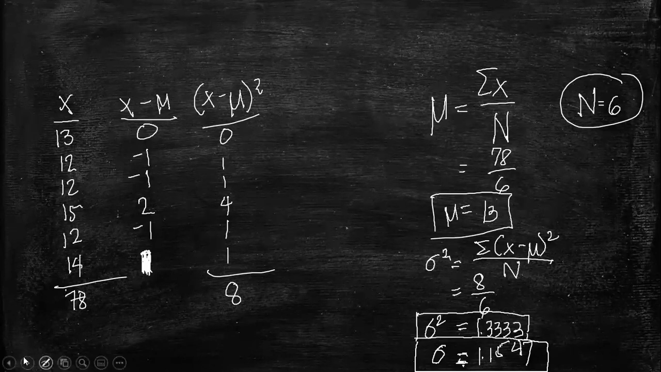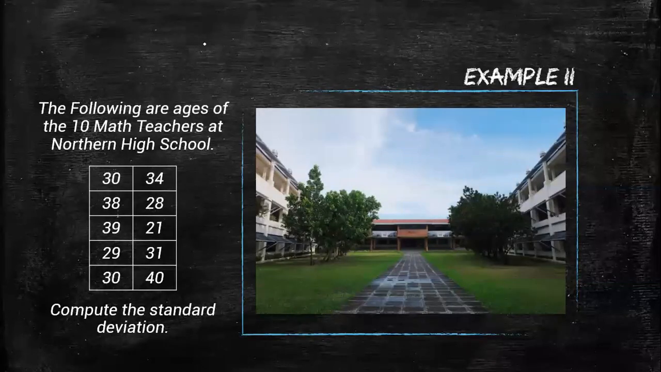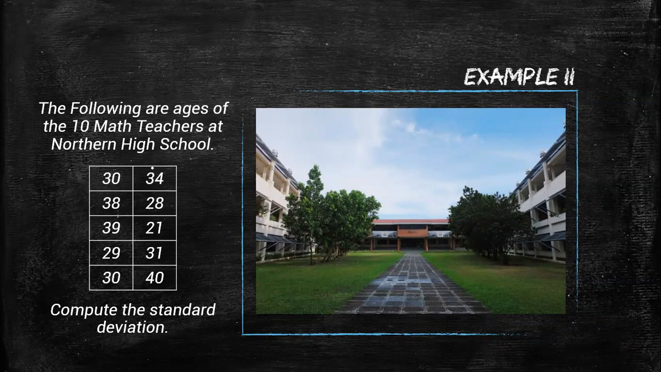Okay. So, let's proceed to another problem. This time, kayo yung gagawa. Pero, bibigay ko yung formula. Ito. The following are ages of the 10 math teachers at Northern High School. So, we have 30, 34, 38, 28, 39, 21, 29, 31, 30, and 40.